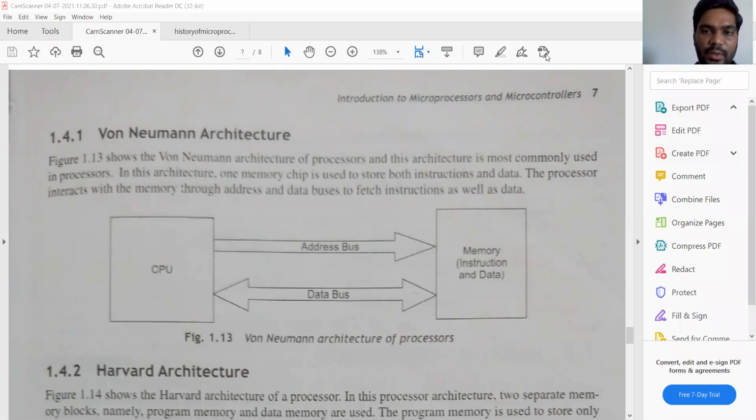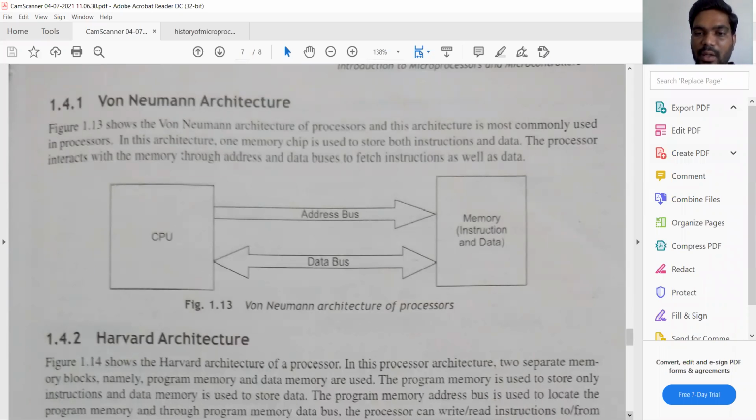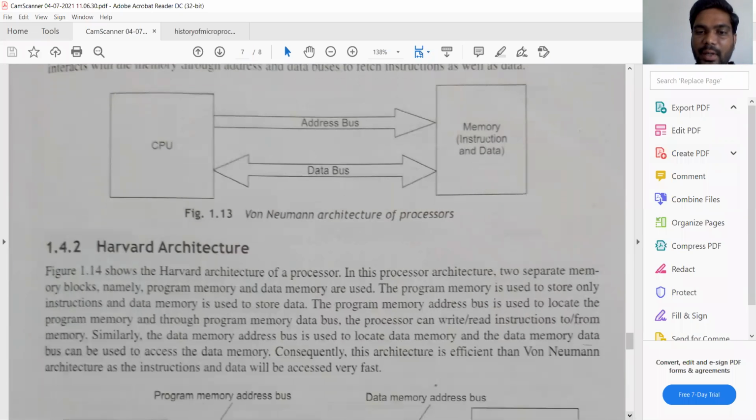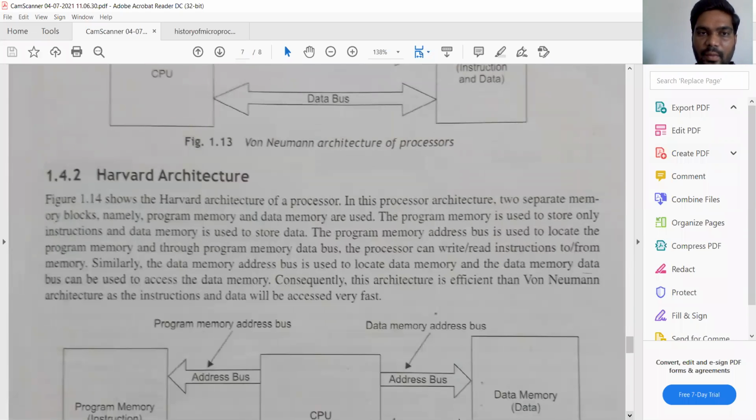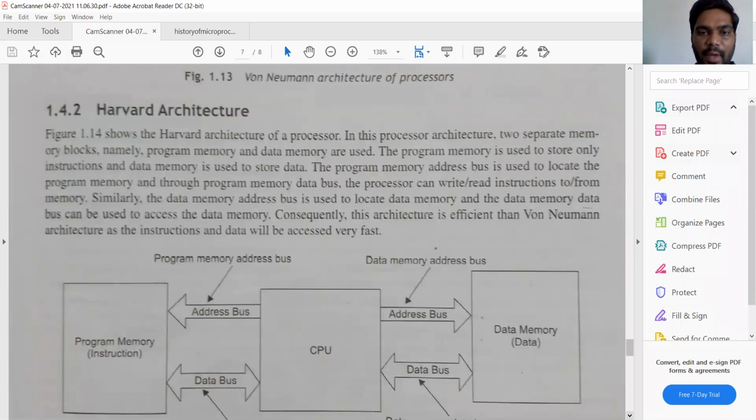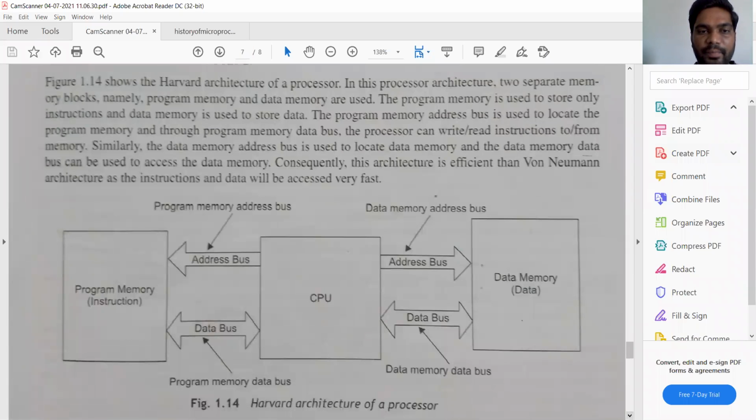Next, if you move forward, the next one is Harvard architecture. This Harvard architecture will have a different construction with respect to the Von Neumann architecture. If you see the diagram here, the CPU is communicating with the data memory for the data. For extracting data, it has data memory, and for extracting instructions, it has program memory.